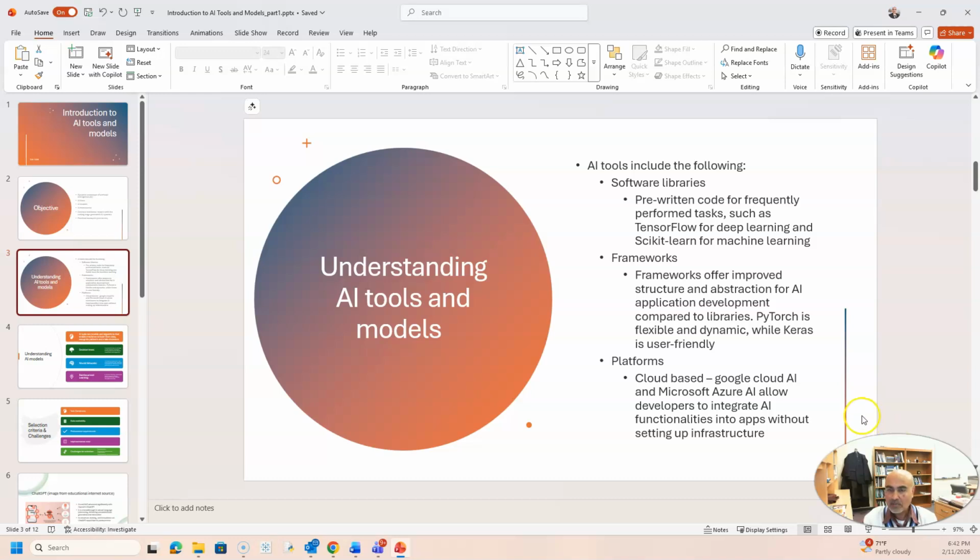When we talk about platforms, we are referring to cloud-based platforms like Google Cloud AI or Microsoft Azure AI. And these platforms would allow developers to integrate AI functionalities into apps without having to set up any of the infrastructure. So these clouds would provide that infrastructure for you.